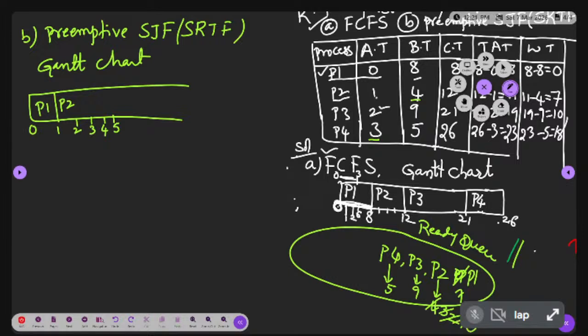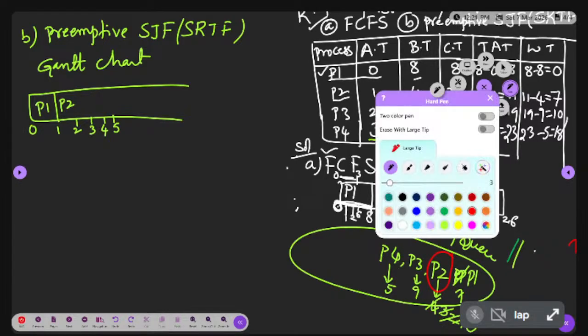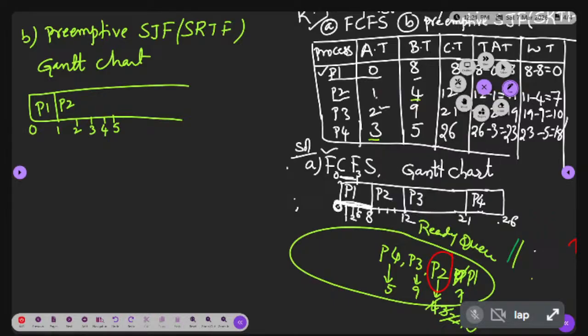After 1 second, check again. It is 0, which means P2 is over. Now P2 is not in this race. At this moment, P2 completed. Now 7, 9, 5: only 3 processes in the race.